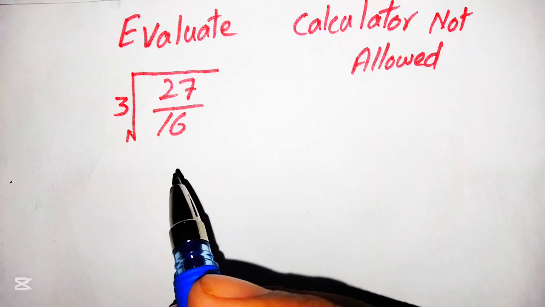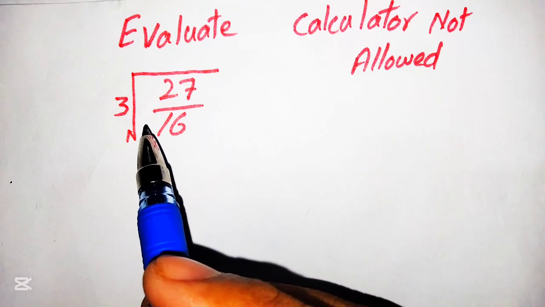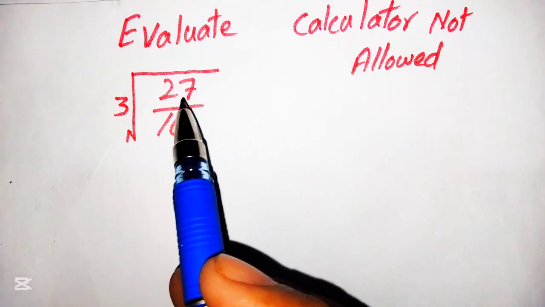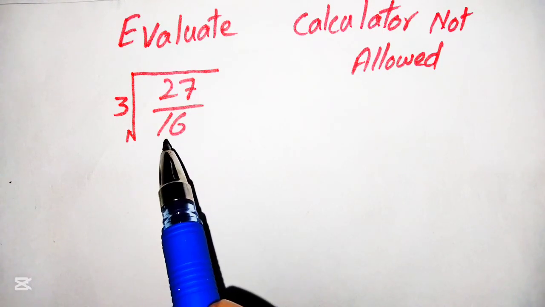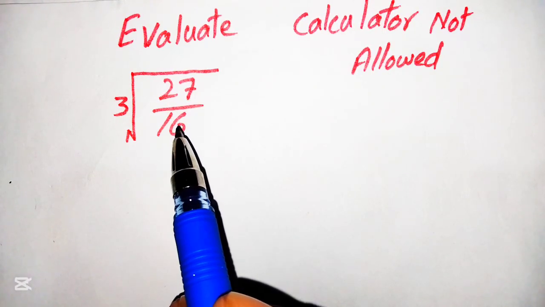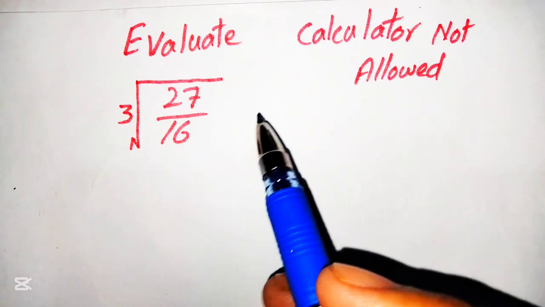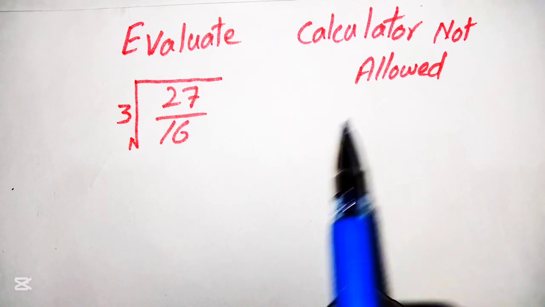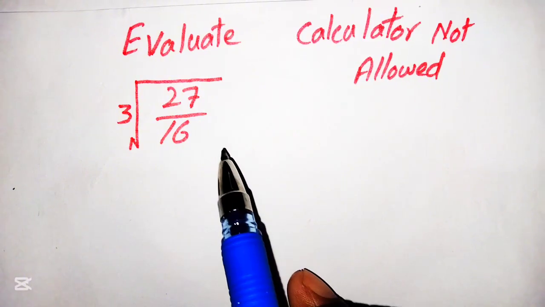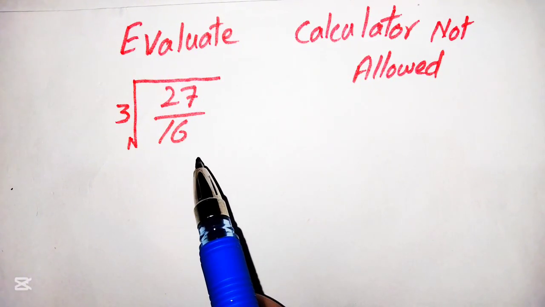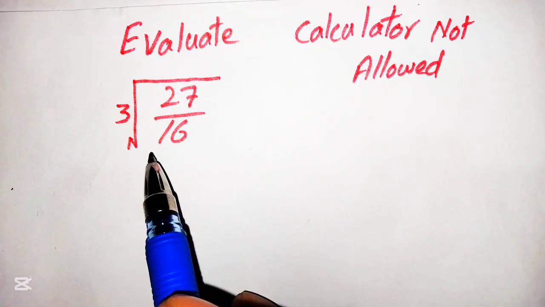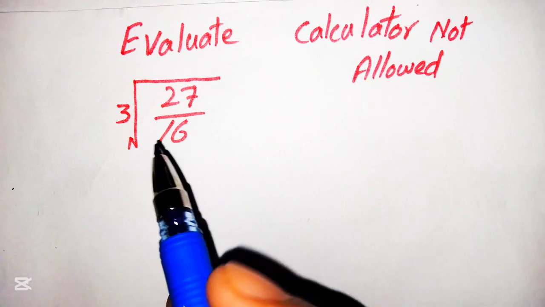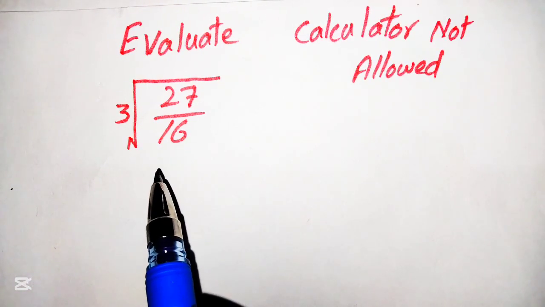Today we are going to solve a very interesting radical equation, which is given as the third root of 27 by 16. So we will evaluate this, and remember one thing: in this question, a calculator is not allowed. It is going to be very interesting because we will use basic mathematical formulas to evaluate this complex question, and we will not use a calculator here. So let's start the solution.